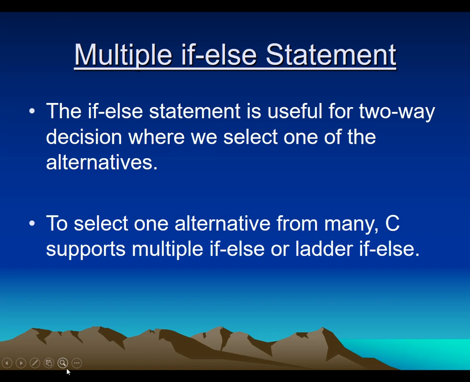Up to this, what we are doing, there is one condition and 2 fixed statements. If the condition is true, statement number 1 is executed, otherwise statement 2 will be executed. There are no more options than these 2. But suppose we want more options to be executed by checking the decision making statement, we require multiple if else.